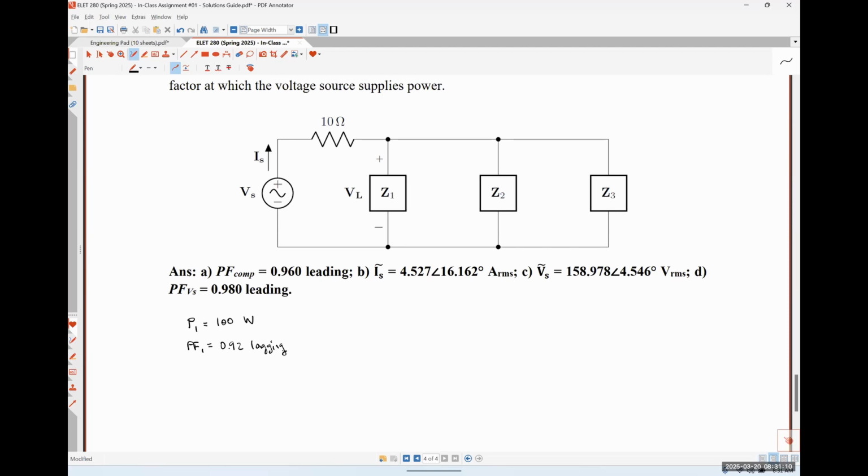For what it's worth, we did something very similar to this, or a calculation very similar to this, in the first problem of this in-class assignment. So if you need to flip back to that work to look at how we did it then, please do so. I believe it would have been part C or part D of problem 1.